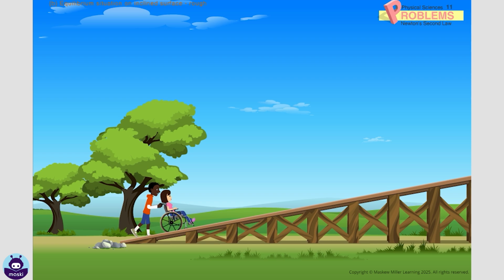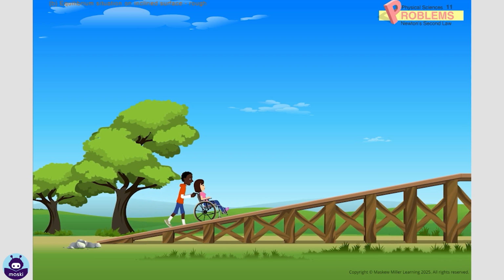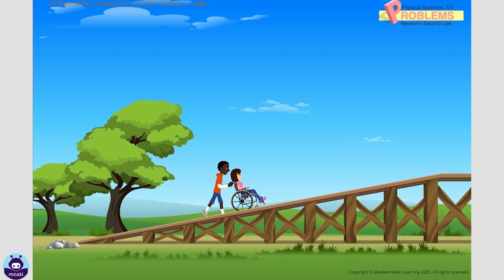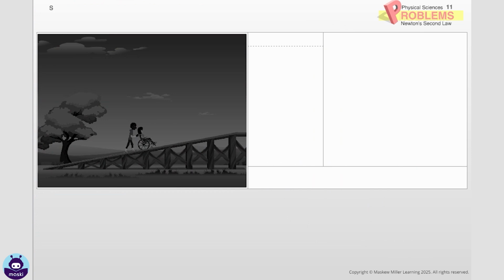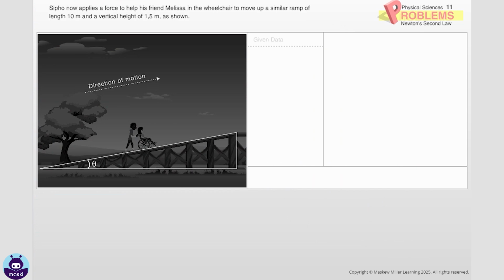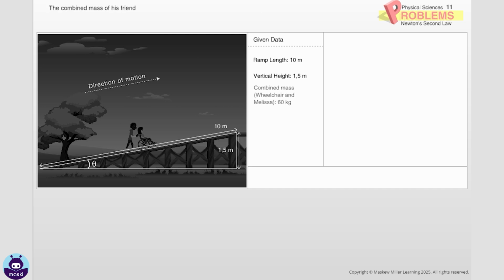Equilibrium situation on an inclined surface, rough. Sipo now applies a force to help his friend Melissa in the wheelchair to move up a similar ramp of length 10 meters and a vertical height of 1,5 meters as shown. The combined mass of his friend and the wheelchair is 60 kilograms.